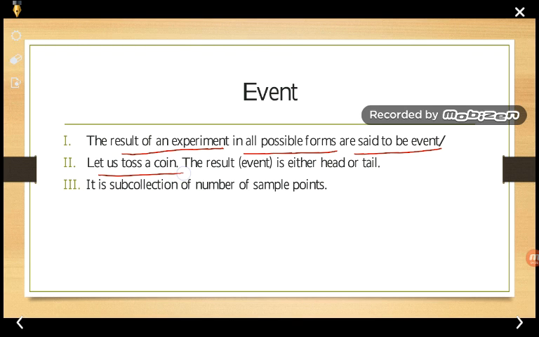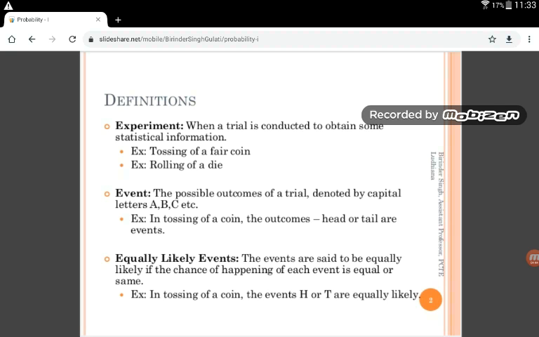Let us toss a coin. If you toss a coin, the result is either head or tail. So it is a sub-collection of the sample points. Head and tail both are said to be events. One can describe the event as a possible outcome of a trial, denoted by a capital letter A, B, C. All the possible outcomes of a trial are said to be events. So if you toss a coin, head and tail are both events. Understood? Whenever we are tossing a coin, we are not able to assess whether it will be head or tail, so the events may be all the possible outcomes, both head and tail.